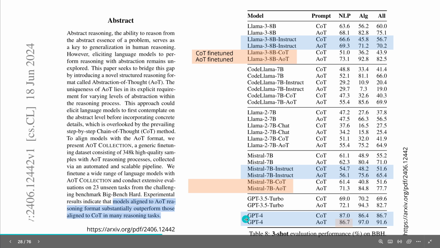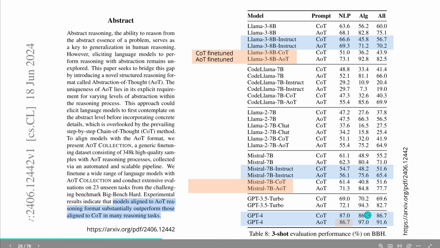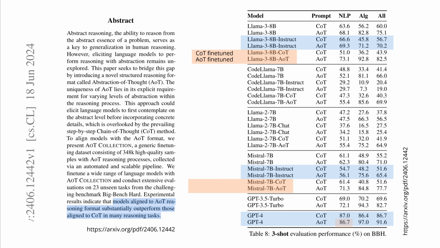Now, let's look at GPT-4, and here we can't afford to fine-tune this, so we have just the prompt structure, either a COT or an AOT, and you see they are about equal. So there's not much difference for a GPT-4 model. However, if you look at the algorithmic, and these are all, by the way, 3-shot evaluation performance data on BBH that I just showed you, there you see that if you use the abstraction-of-thought methodology, you can reach 97% evaluation performance on a 3-shot prompt testing the BBH.